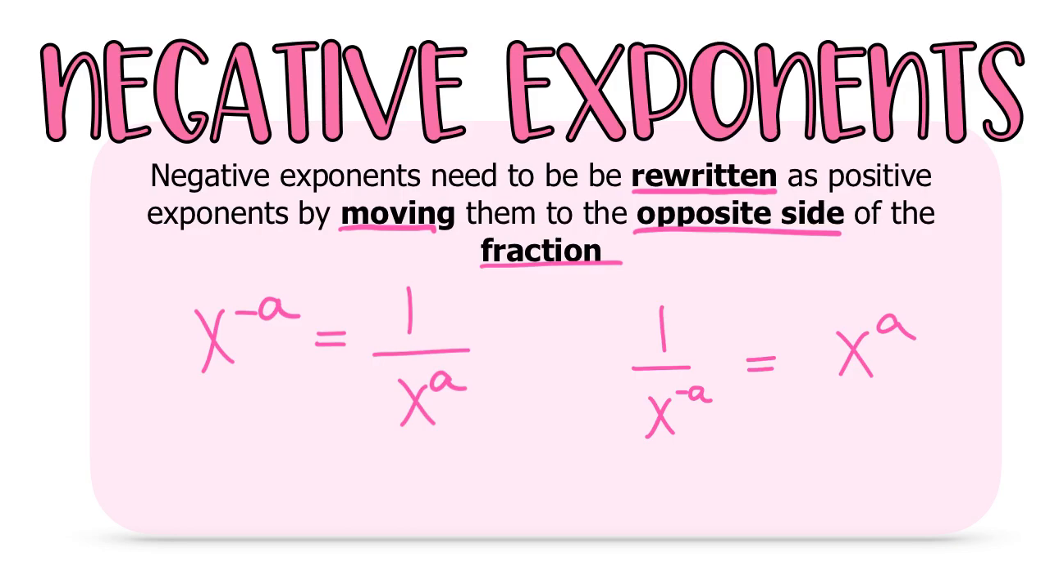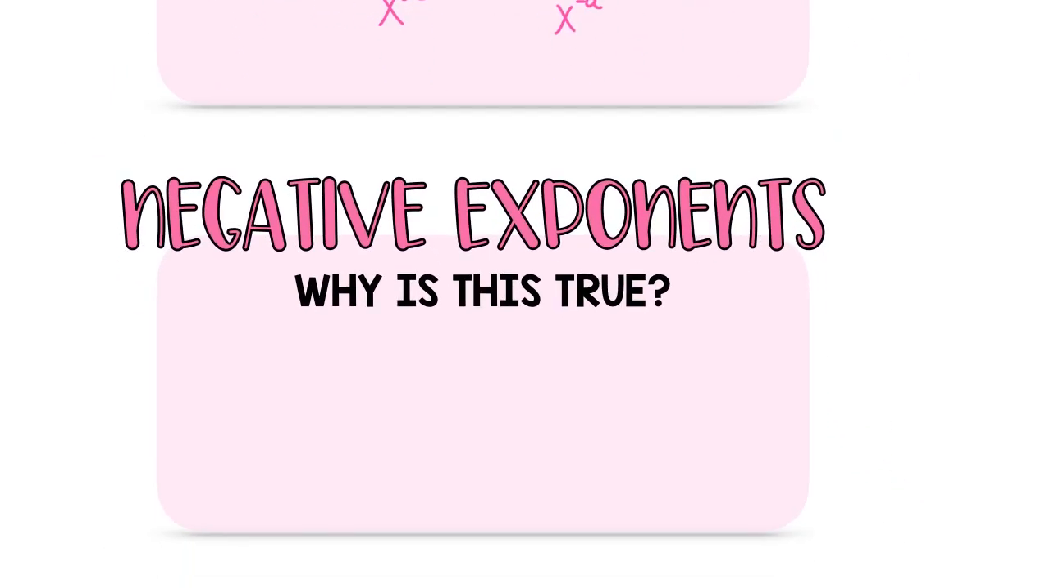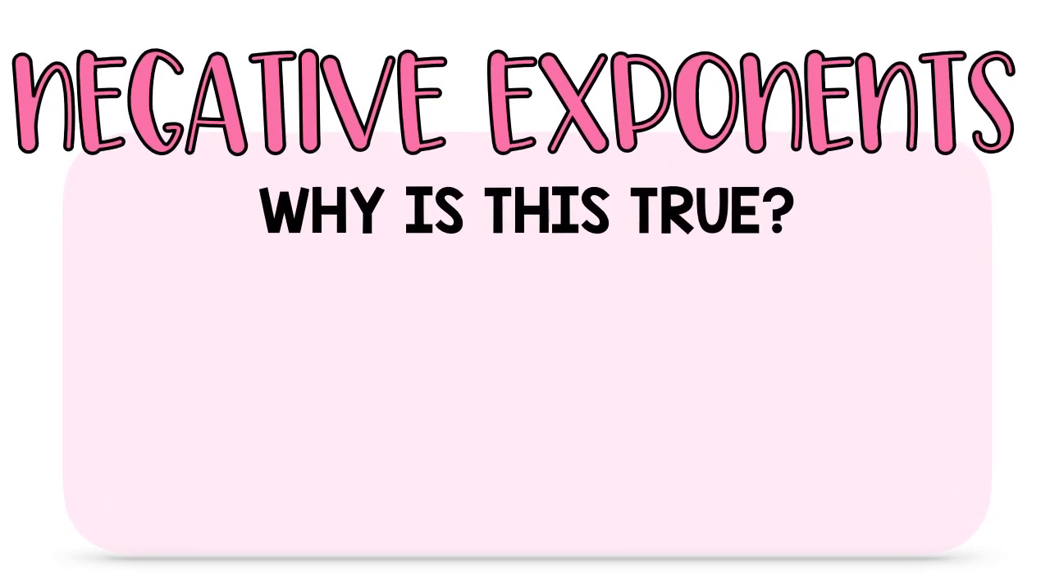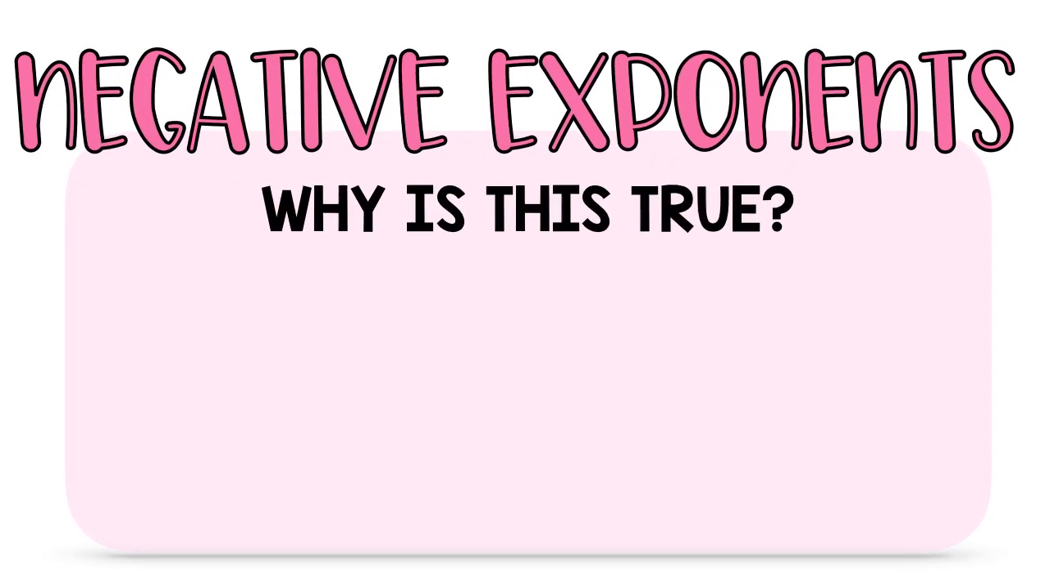You basically just switch places. Wherever it's at, you have to move it. And I'm going to show you why that works. So it's very similar to the pattern I showed you for the 0 rule. We're just going to basically continue that pattern.